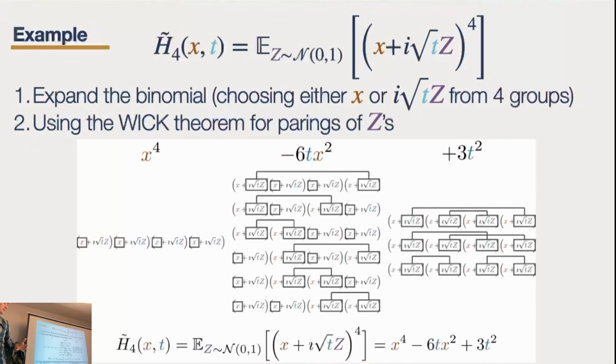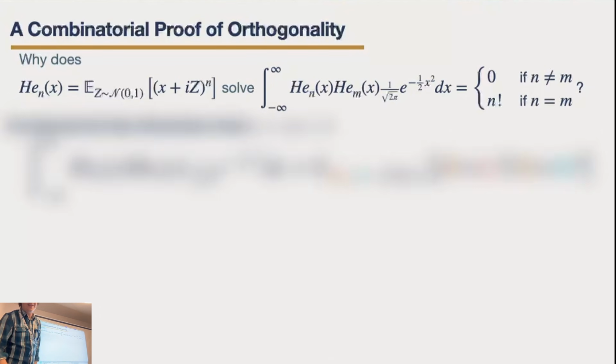So by doing this, you can write down all the terms in the Hermite polynomial. Those 3's and 6's actually make combinatorial sense, and the minuses come up because there are i's in there; i squared is minus 1. You can use this to prove orthogonality. This is my favorite proof in the paper.